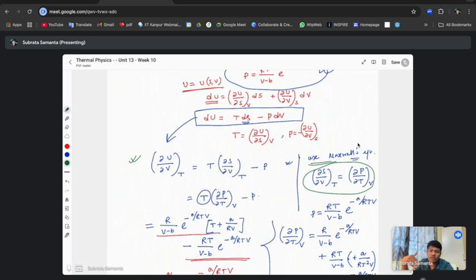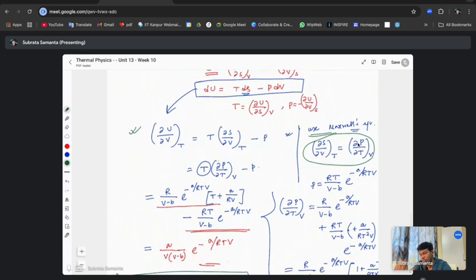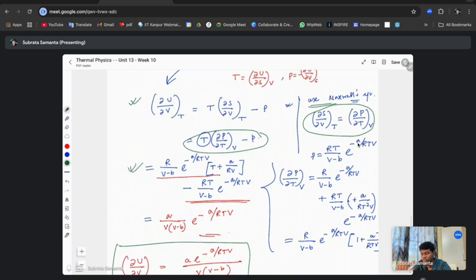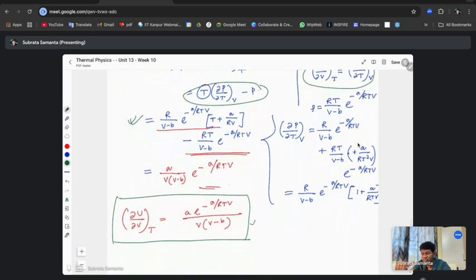So you first convert del S del V to del P del T, because the information is given how P changes with temperature. That's why we use one Maxwell equation in the second step. Now it's straightforward. Just take derivatives and calculate del P del T. Once we calculate this, we just plug into the main equation, and we finally get the answer.